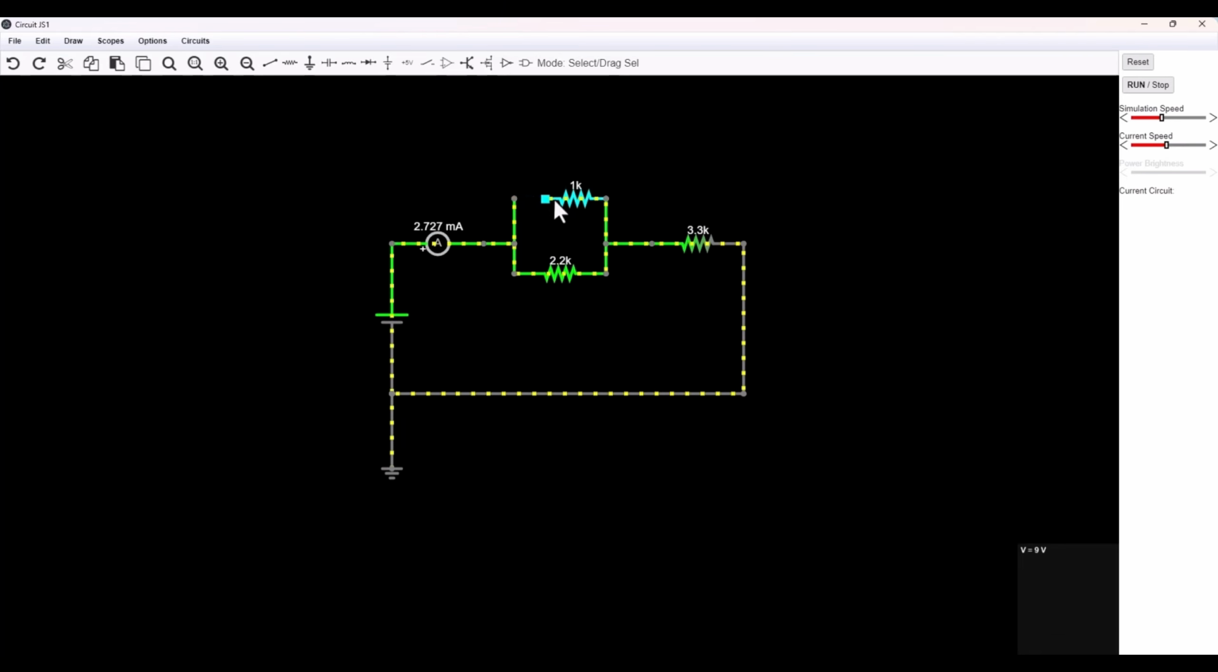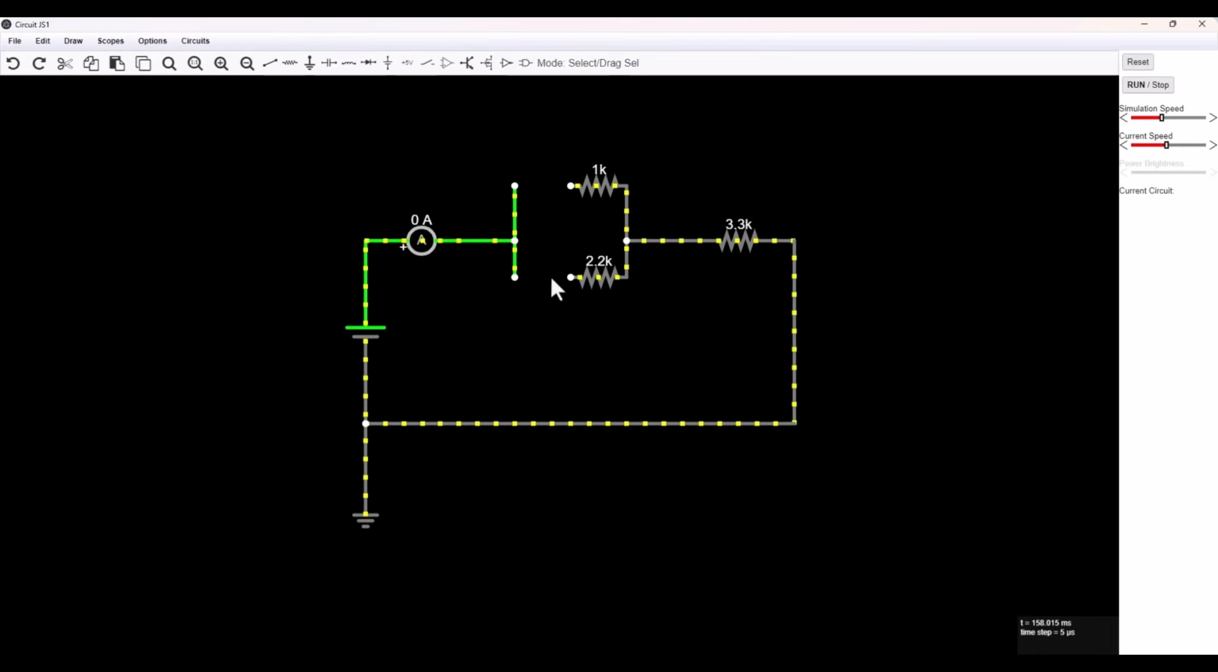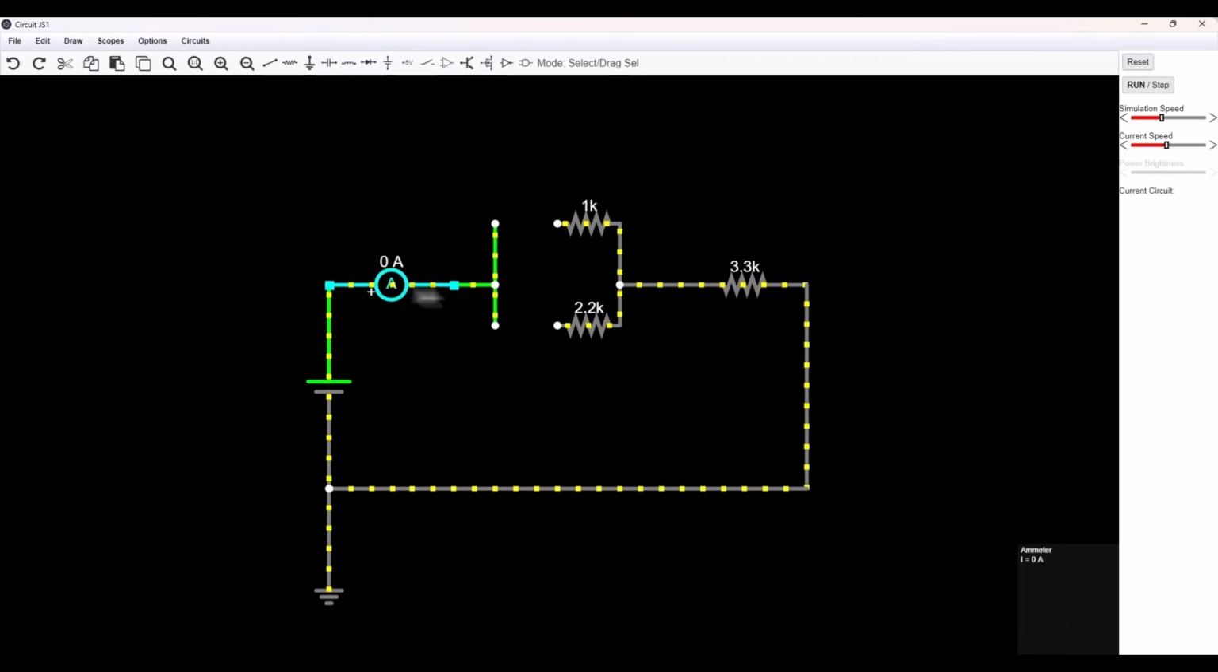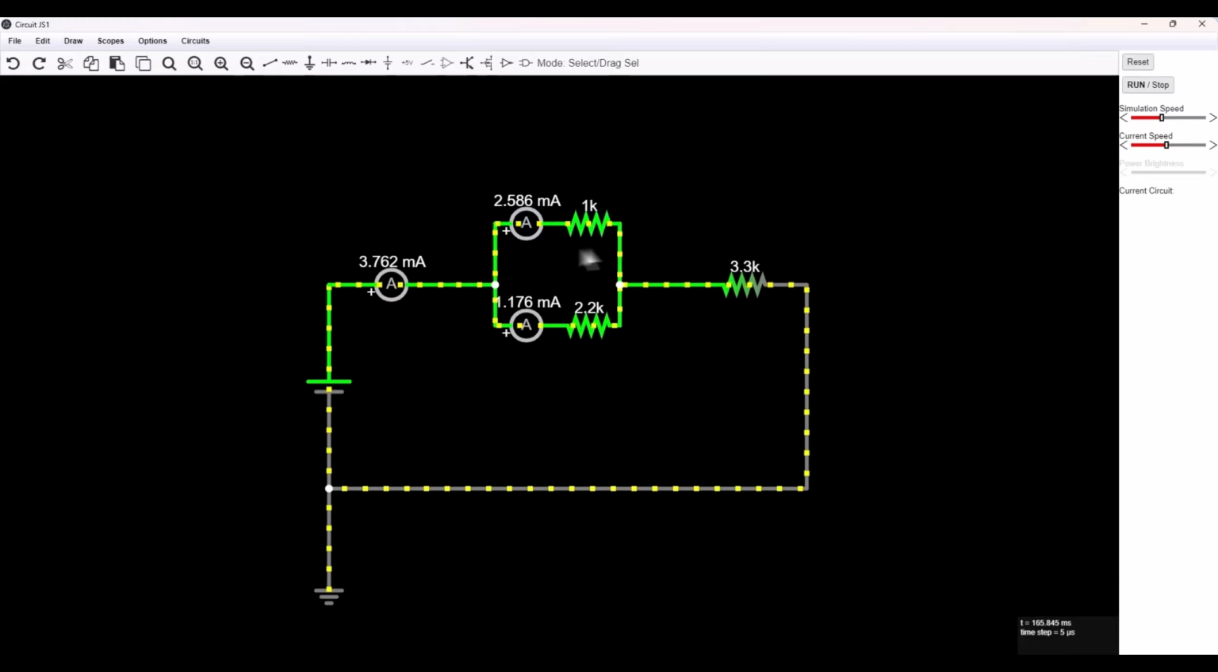And let's move this guy a little bit over here because we need to add an ammeter over here as well. So let's zoom in a little bit. I do have this one. Okay, connected like this, connected like that. Let's use another one, connected like this and connected like that. Cool. So we do have 2.58 milliamp for 1K as we have for the answer. Then we do have 1.176 milliamp for the second current.